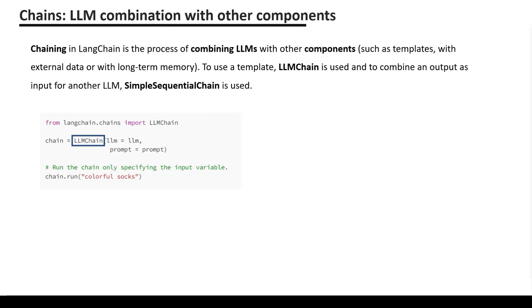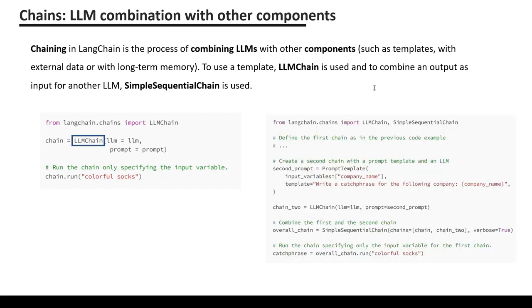To achieve this, we can use the LLM chain function in LangChain, which is the function we see here. In this case, it is a simple chaining where we are only specifying the input variables to relate a prompt to those input variables. If we want to create a more complex chaining process, we can use the simple sequential chain function. In this case, we would be chaining multiple components.